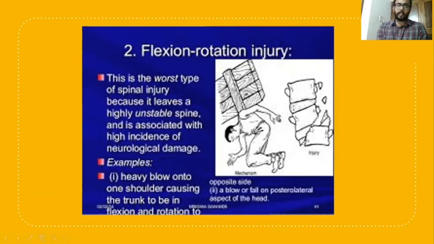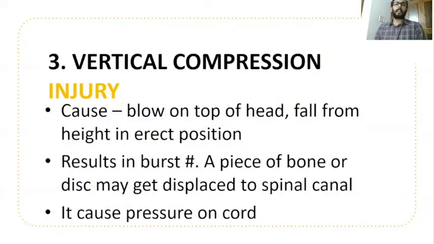which causes fracture and fracture dislocation. Coming to vertical compression injury, the causes include a direct blow on top of the head, or fall from height in erect position, that is in Shirshasana position, falling from a height hitting the head, which causes vertical compression injury, which results in burst fracture. Burst fracture may occur due to other injuries also, but vertical compression injury causes burst fracture. Please note that whenever a piece from a burst fracture displaces into the spinal canal, then it's unstable. Otherwise, it's stable.